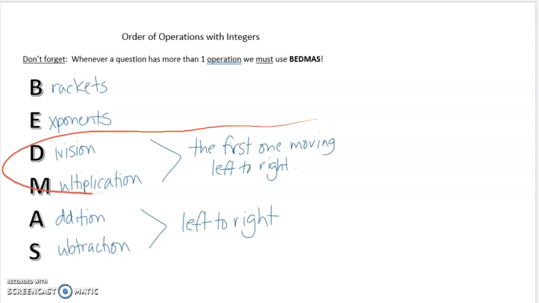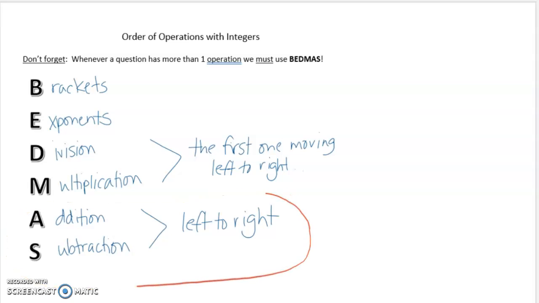Just a little note right here for dividing and multiplying. The first one moving from left to right is what you would do. Same thing here with adding and subtracting. If they had both of them in there, whatever came first, like reading a book, left to right. Remember, pause the video whenever you need and rewatch as many times as you need.